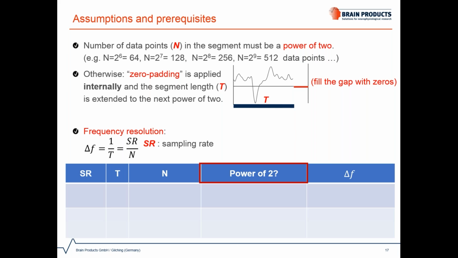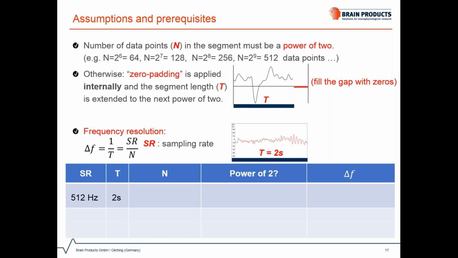So our first example is an EEG data recorded with a sampling rate of 512 Hz, having a segment length of 2 seconds, which is assumed to be quasi-stationary. Now, if we multiply the sampling rate by the segment length, we will get the number of data points contained within this segment, which is 1024 in this example. Now, let's ask ourselves, is this a power of 2? Yes, as you can see, we can represent 1024 as 2 to the power of 10.